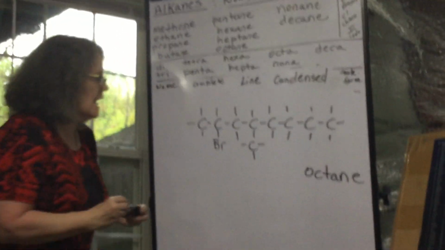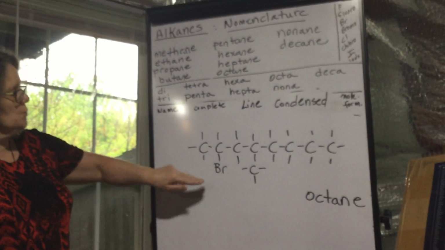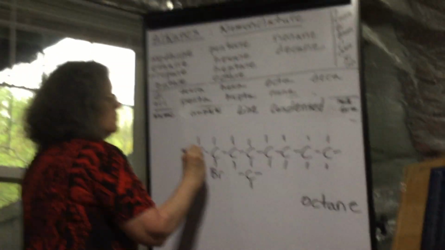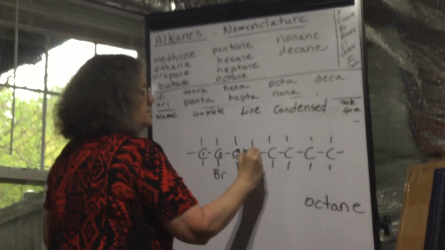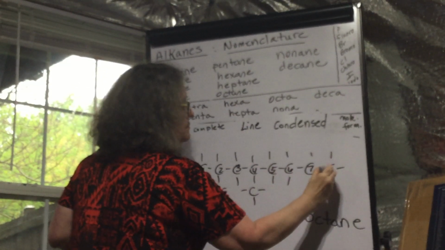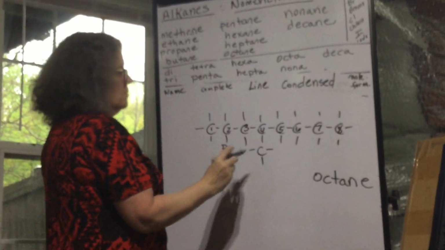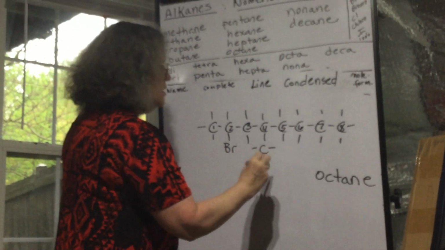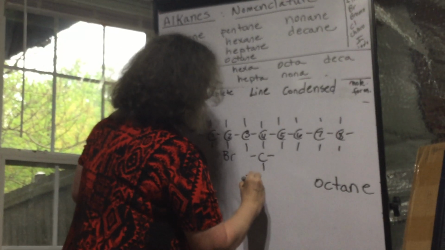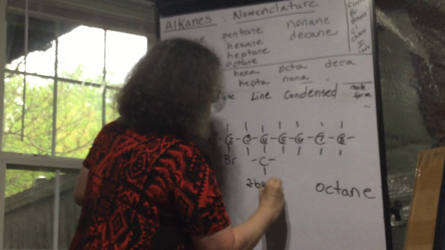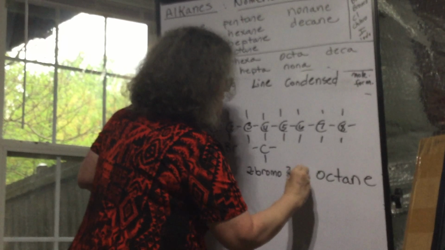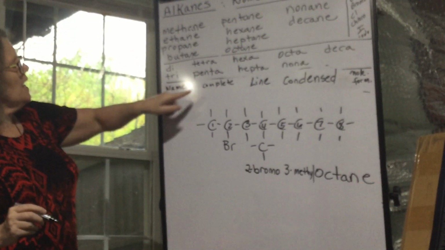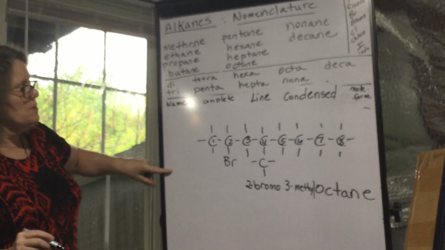What is on this octane? Okay, 2 substituents, 2 side groups. A methyl group and a bromo group. Get our numbers. Okay, so bromo comes before methyl, B before M. So we have 2-bromo, 3-methyl, octane. So now we have the name, 2-bromo-3-methyloctane.